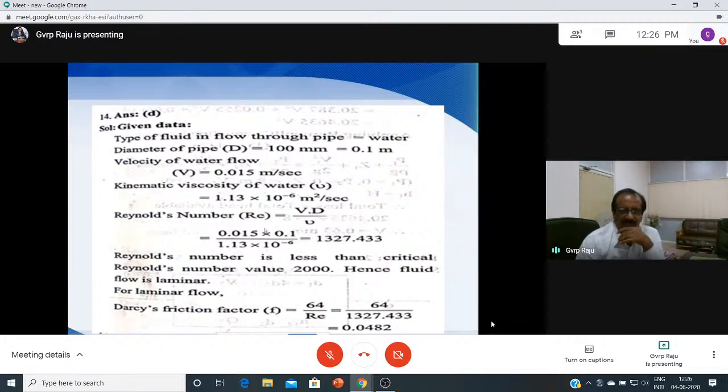Reynolds number is Vd by nu. The velocity is 0.015, the kinematic viscosity is 1.13 times 10 to the power minus 6, and the diameter is 0.1. I can find the Reynolds number, and as it is less than 2000, I can use the friction factor F equal to 64 by Rn. Simple problem: find the Reynolds number and, as it is laminar flow, use F equal to 64 by Rn.